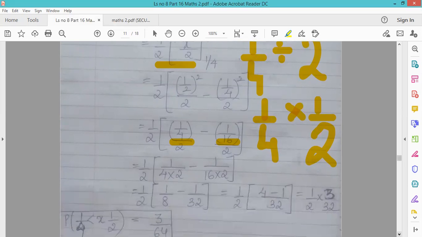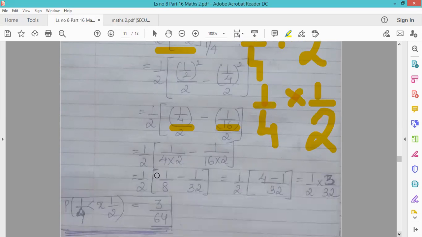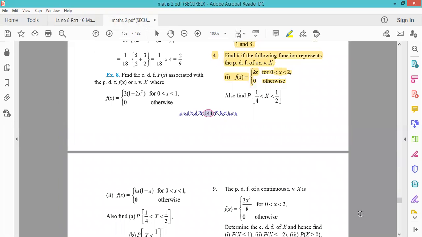Alright. So you get the answer 1 upon 2 into 1 upon 8 minus 1 upon 32. So now for making the denominator same, 8 you will multiply with what? With 3? Correct? Sorry, with 4. So 8 into 4 is 32. So you get 4 minus 1 upon 32. 1 upon 2 into 3 upon 32. So answer is 3 by 64. So I hope you all followed the concept. How to rationalize, how to make the denominator same, and of course this concept which I taught you all just now. Okay. So I hope you all are clear with the first part.